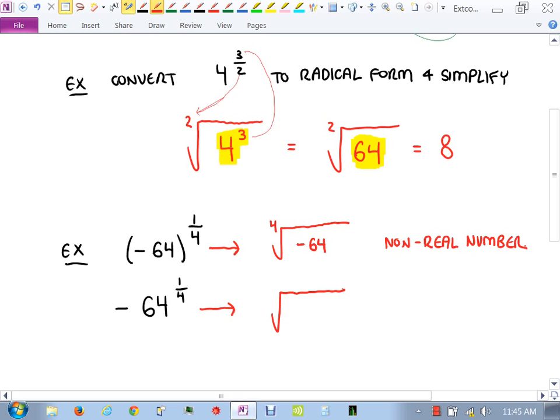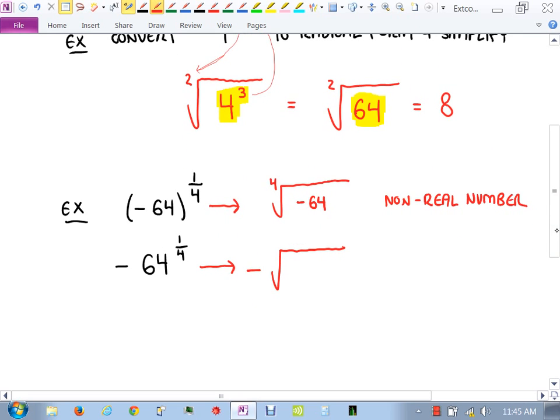And then, how about the other one? How is the other one different? The negative is on the outside of the root because I did not have the 64 in parentheses. And that's what I wanted you to see. With the 64 in parentheses raised to the 1/4, that negative 64 in parentheses becomes the x. Here, the 1/4 is only acting on the 64. The negative in front is like a negative 1 by itself. So that's why I put the negative in front.